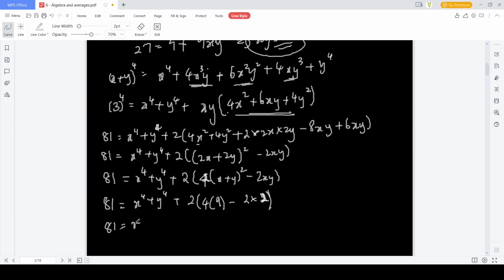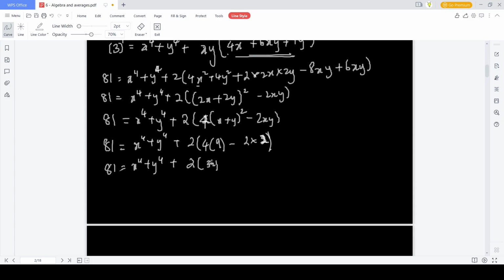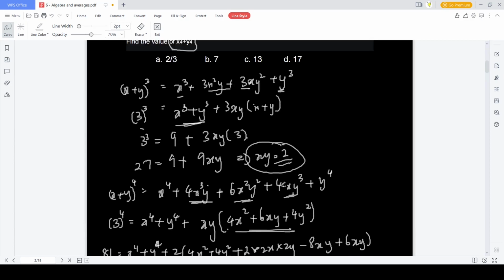So 81 is equal to x power 4 plus y power 4 plus 2 into (36 minus 4), which is 32. You get this as 64. 81 minus 64 is equal to x power 4 plus y power 4. So x power 4 plus y power 4 comes as 17. This was a little bit tricky.